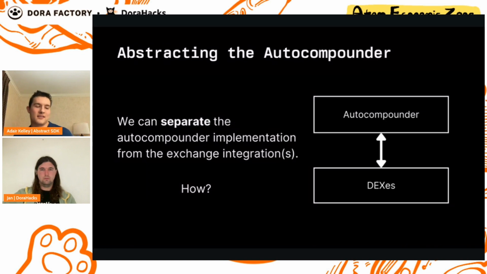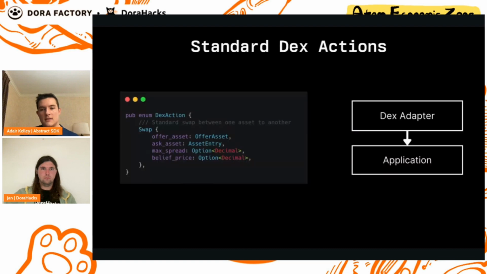So what happens if we think about abstracting away the autocompounder, like taking away some of that logic in a Web 2 world? We'd create a couple different microservices. We'd have the autocompounder service, the DEX service, and the staking service. And so this separates the DEXs from the autocompounding logic, meaning that logic is isolated and your business logic is there. And every single DEX basically has the same actions, right? You give it assets, a spread, belief price, and you can swap, provide liquidity, whatever.